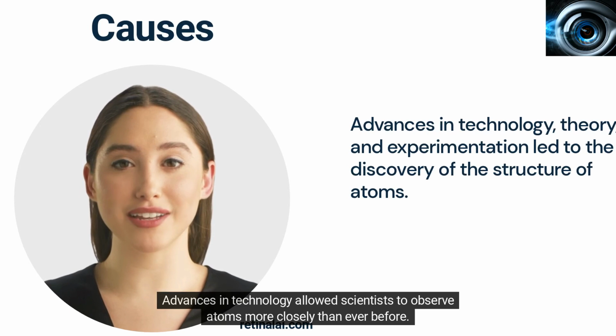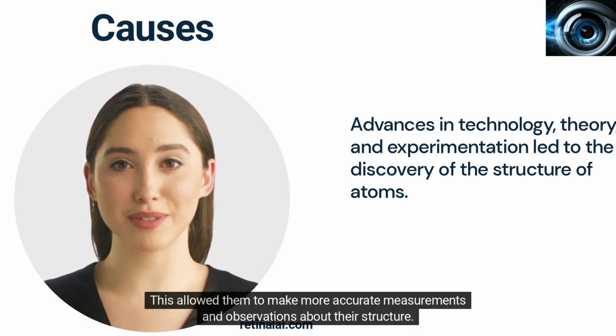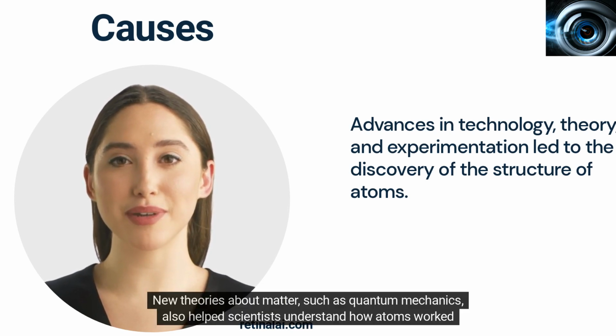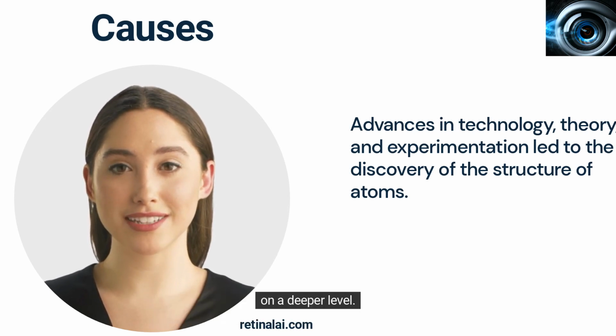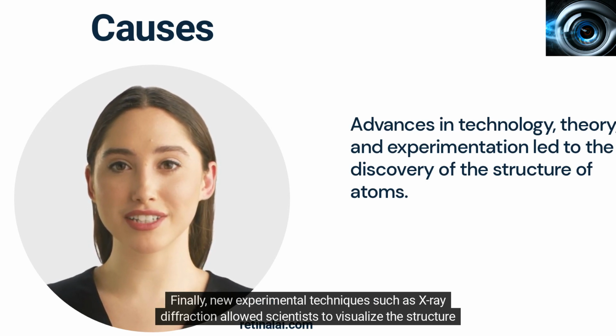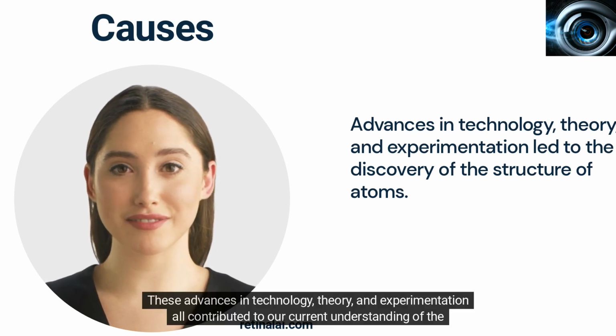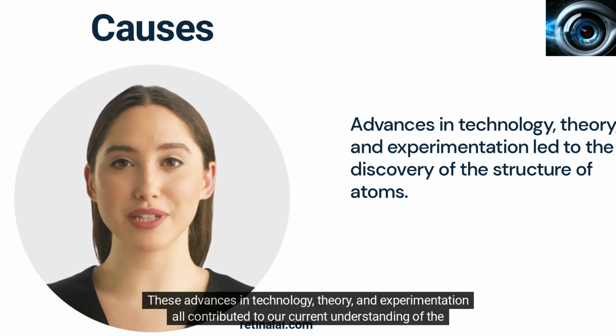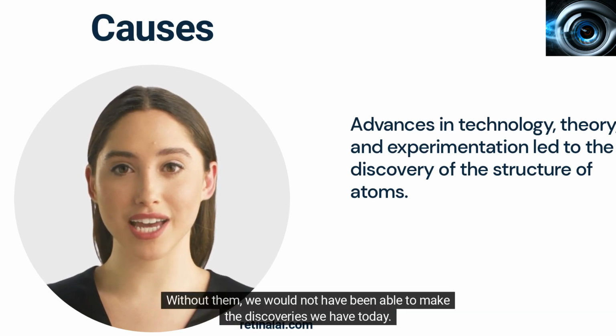Advances in technology allowed scientists to observe atoms more closely than ever before. This allowed them to make more accurate measurements and observations about their structure. New theories about matter, such as quantum mechanics, also helped scientists understand how atoms worked on a deeper level. Finally, new experimental techniques such as X-ray diffraction allowed scientists to visualize the structure of atoms for the first time. These advances in technology, theory, and experimentation all contributed to our current understanding of the structure of atoms. Without them, we would not have been able to make the discoveries we have today.